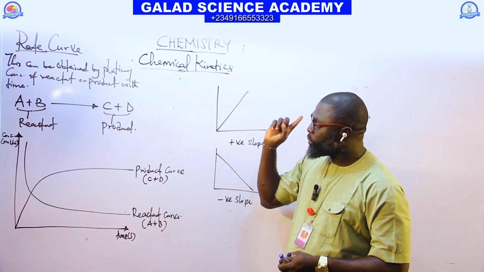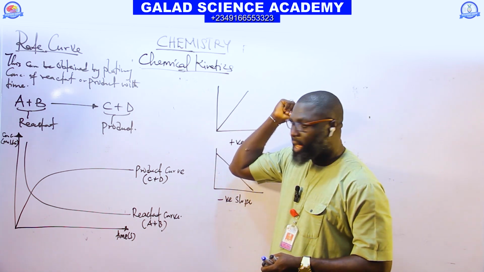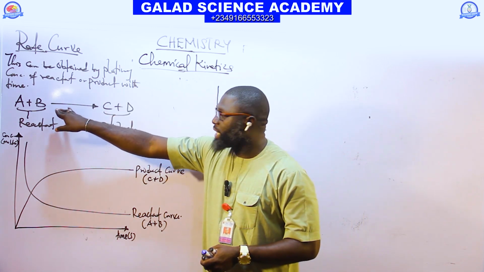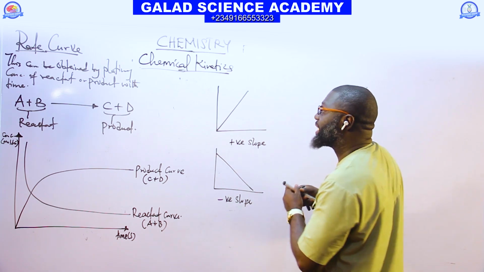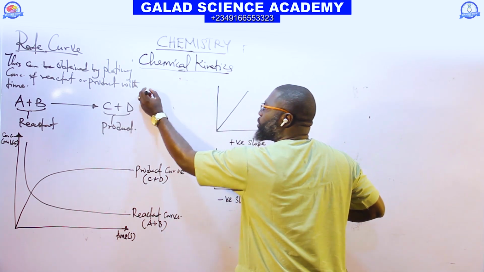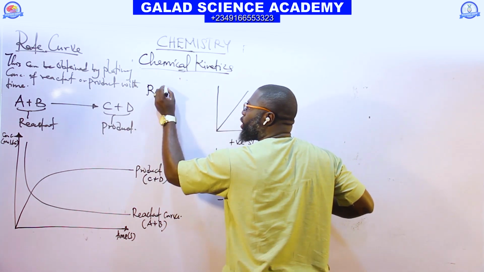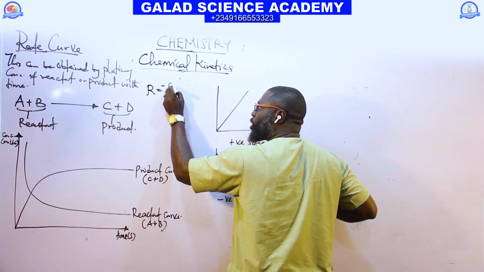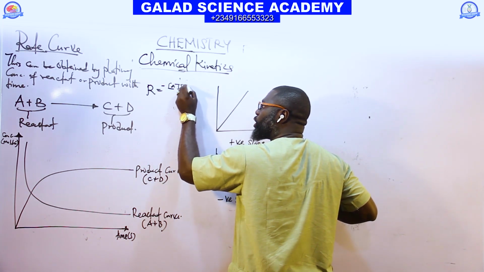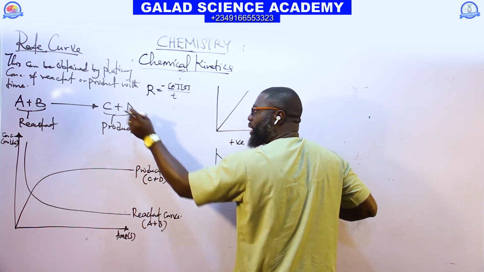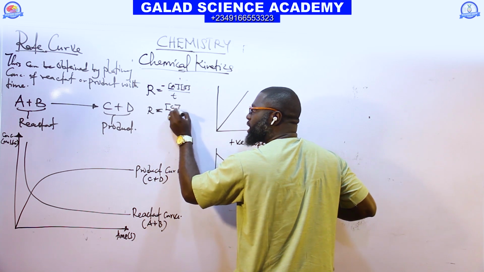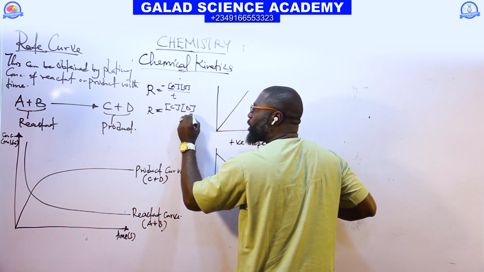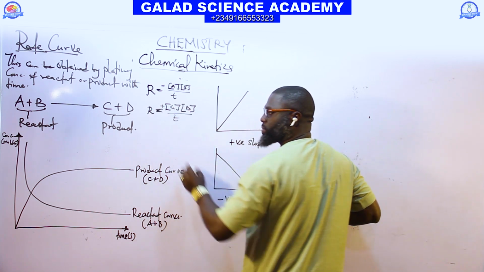If you remember, or you write out the rate equation for this expression, I said it earlier that the rate for the reactant will be minus the conc of A, conc of B over time. The rate for the product will be the conc of C, conc of D over time, or we have a plus.